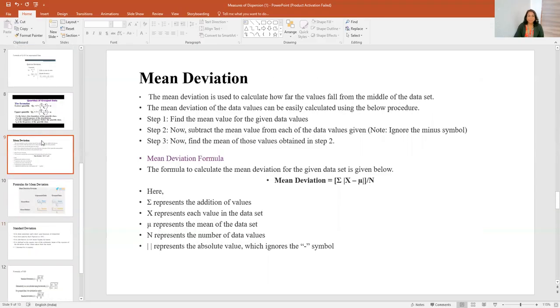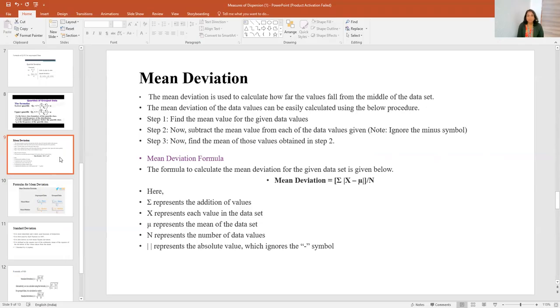The next is mean deviation. The next type of measure of dispersion is mean deviation. It is used to calculate how far the values fall from the middle of the data set. So deviation from the mean is considered as mean deviation, the variation of data from the mean, from the averages. So mean deviation can be calculated with the below steps.